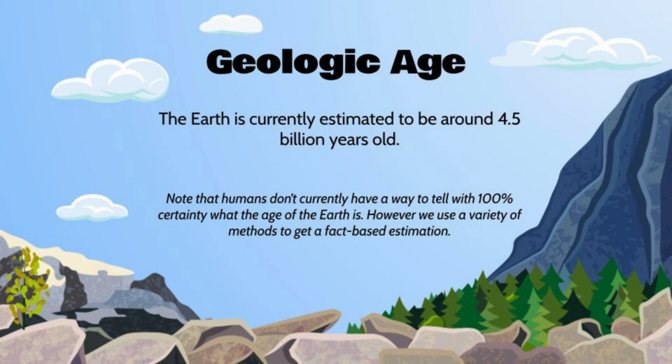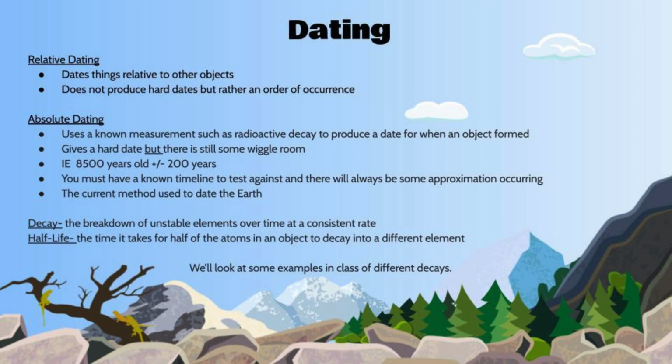So geologically, the Earth is currently estimated to be around 4.5 billion years old. Now, obviously, we don't have a way to know for certain. No one was actually there for that, but we do have a couple of different methods to get a fact-based estimation. So to do that, we do what's called dating. And you've probably heard of carbon dating and things like that. So we're going to go over just the overview of the different types of dating that there are. And then in class, we're going to go over a couple examples of it.